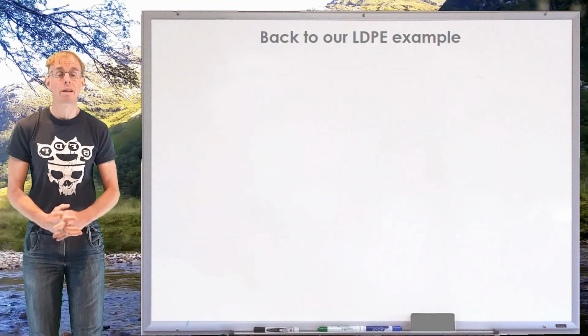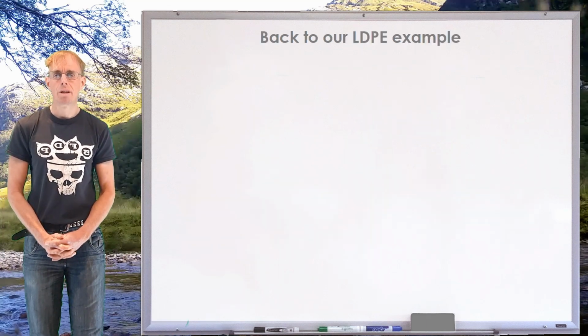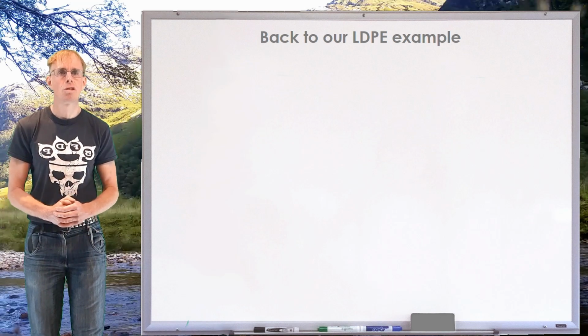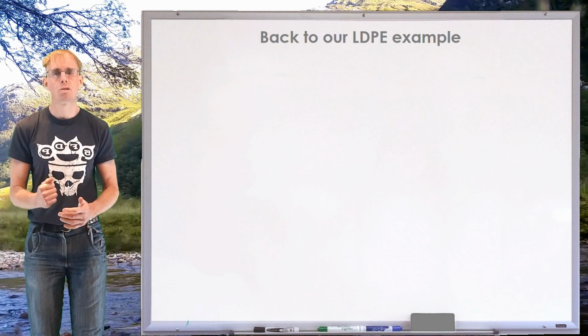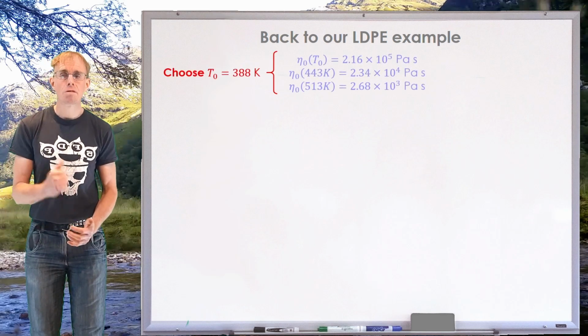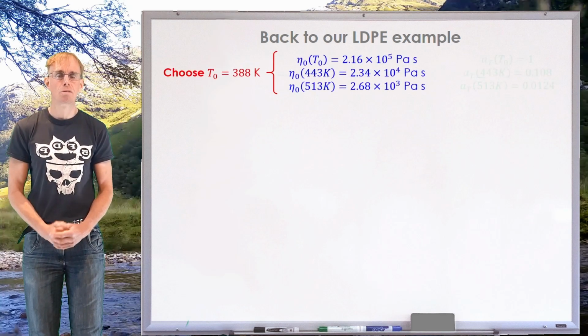Okay, so now that we know this, let's go back to our low density polyethylene example and see if we can apply this new information. So remember, for our low density polyethylene example, we had 3 different temperatures and we had measurements of shear viscosity as a function of shear rate. So I'm going to arbitrarily choose my reference temperature for that system to be the lowest temperature.